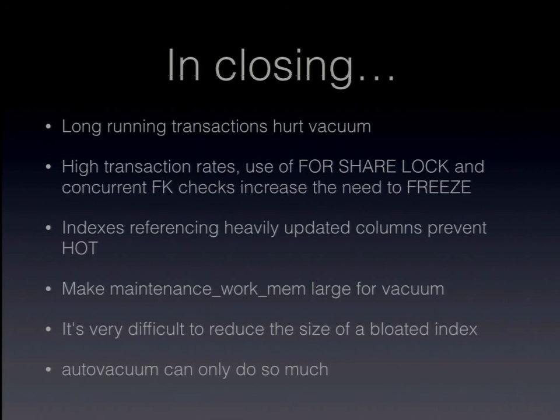So basically, just to reiterate the key points: long-running transactions mess with vacuum. High transaction rates, use of FOR SHARE locks, and lots of concurrent foreign key checks increase the need to freeze because they burn through MultiXact IDs. Indexes referencing heavily updated columns prevent HOT from working, which creates more need for vacuuming. Make sure maintenance_work_mem is large enough. It's very difficult to reduce the size of a bloated database, and autovacuum can only do so much. It's not magic, as much as we might wish that it was.